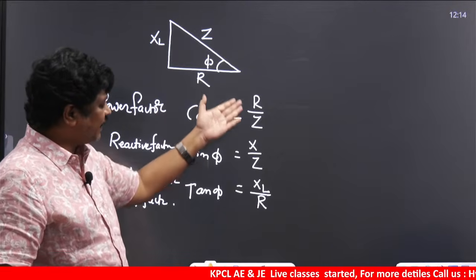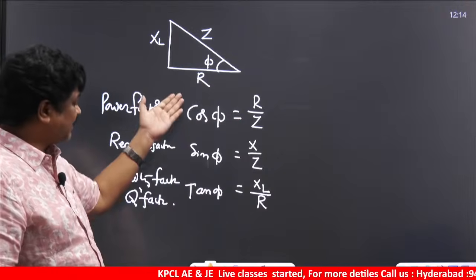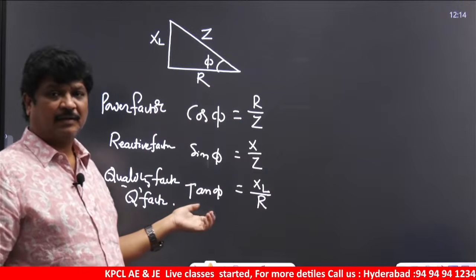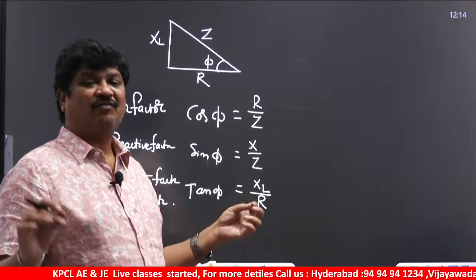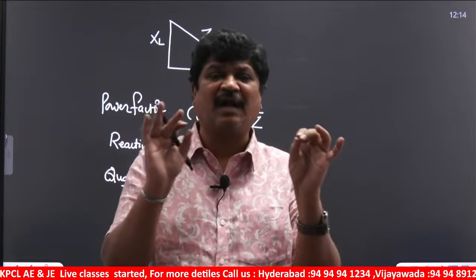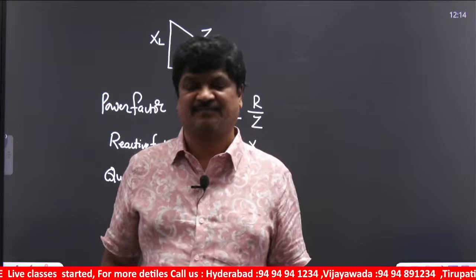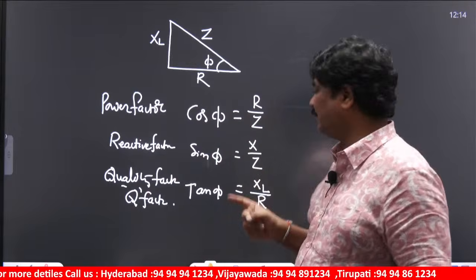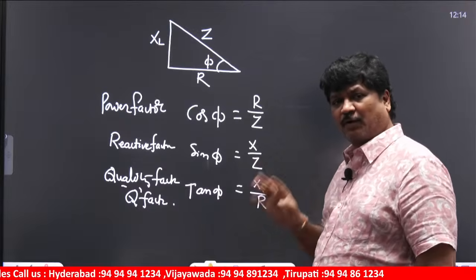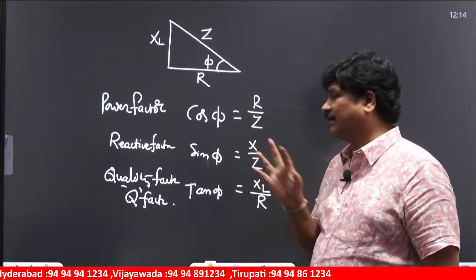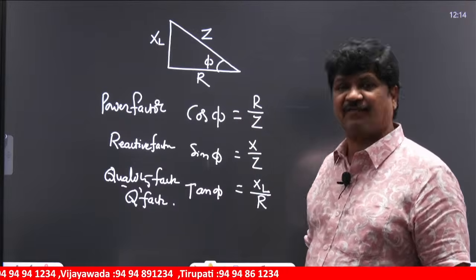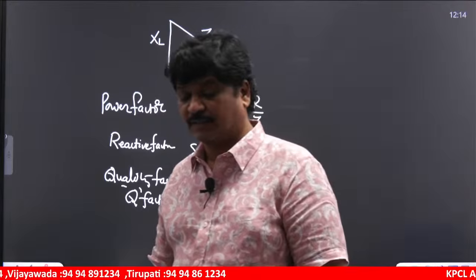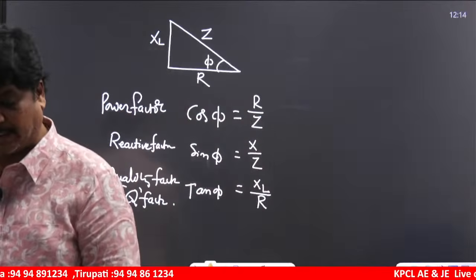Sir, what are the units for this one? In general, factors do not contain any units. Resistance by impedance, ohms by ohms, cancel. No units for this because these are all factors. Are you okay?